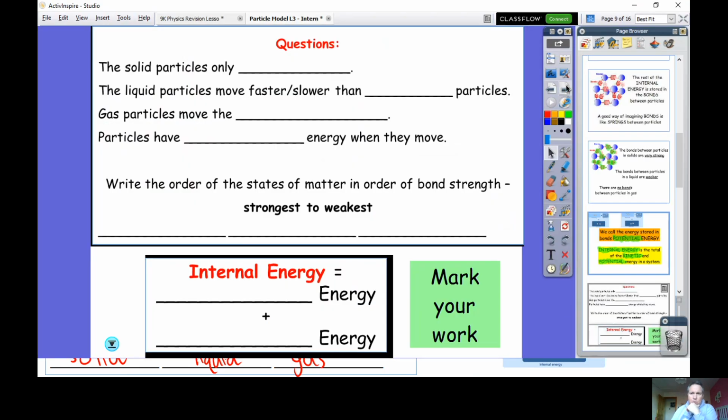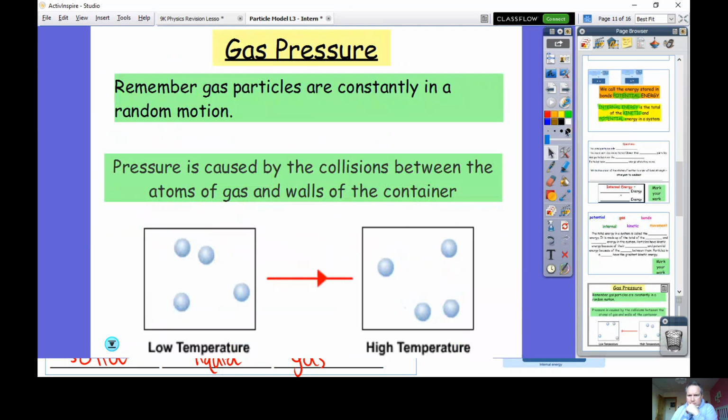Okay, so now we know what internal energy is. Let's have a look at what happens if we change the amount of internal energy in something. We're going to think about gas pressure, the force you feel when you try and squash something full of gas. For example, if you squeeze the tire on your bike, or if you've ever tried to squeeze a balloon, you feel the pressure of the gas pushing back against you.